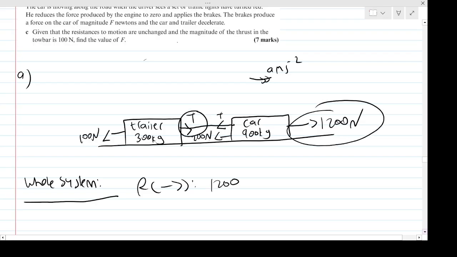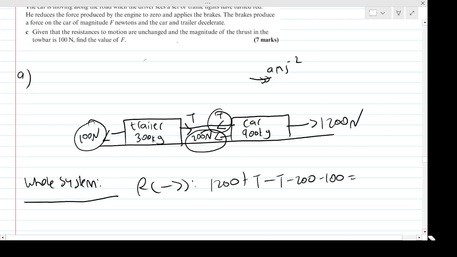then this tension here, take away then the backward forces, so again we've got the tension backwards here at this end, then we've got 200 newtons there, and then 100 newtons here, and that equals ma. Well, if it's the whole system, so we combine the masses, so 300 add 900 is 1200 times the acceleration a.